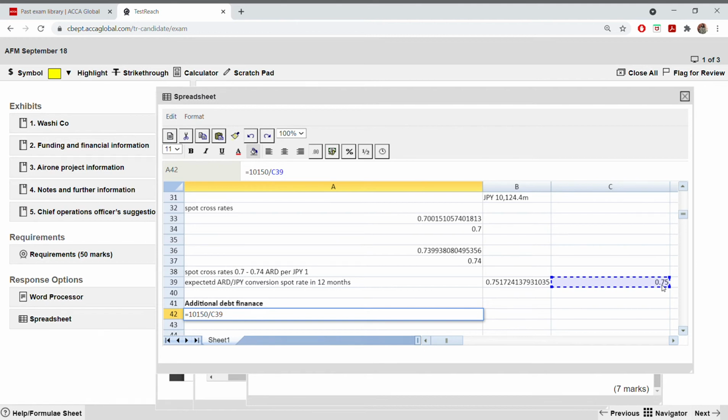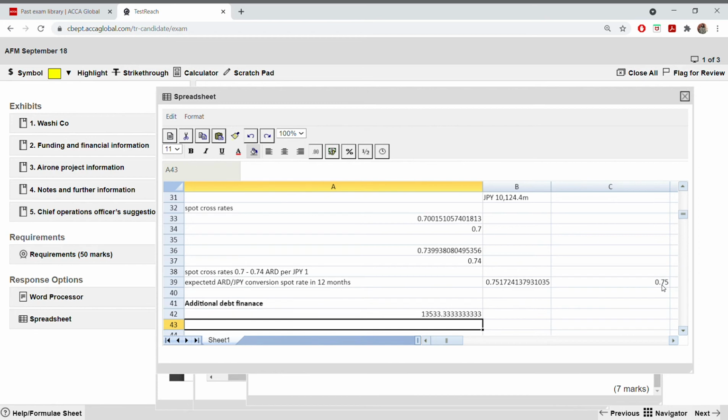And yeah, so enter. So what is the debt finance required? Okay, so I can just round this up to a whole number.